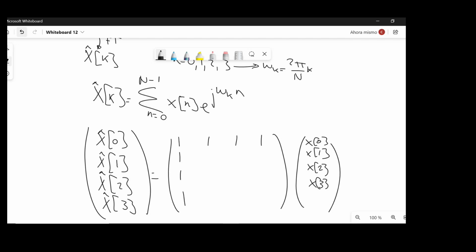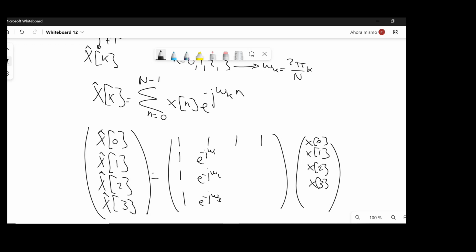Okay, what about the next one? This is minus j, then omega, I'm computing k equal 1, so this is omega 1 times n. So n for this column is 1. So this is minus j omega 1, this is minus j omega 2, this is minus j omega 3. Okay, and the 1, 2, 3 are these frequencies here.